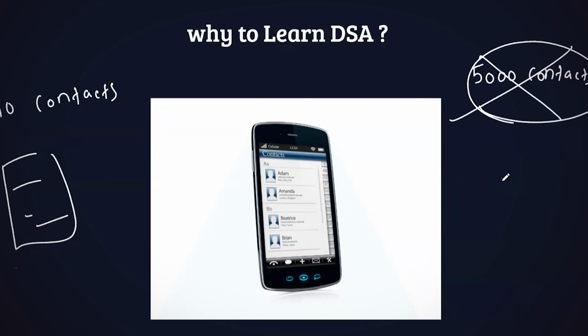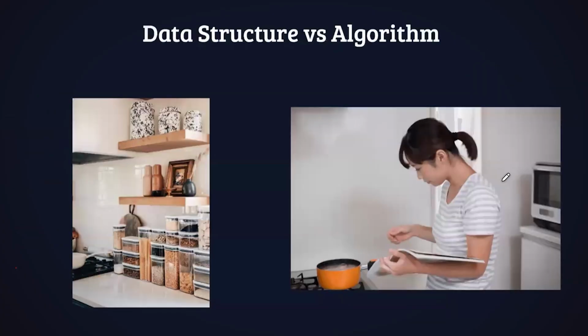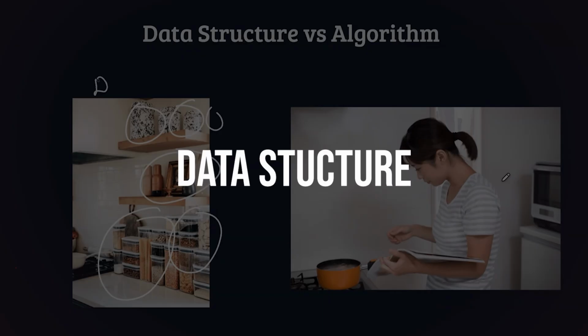So now let's see what is the difference between data structure and algorithm. Looking at the first image, let's take this as a kitchen. If you want to do cooking, every ingredient will be in a different container. You need the ingredients to cook; without them, you can't cook. So we are storing those ingredients in particular containers. This is known as a data structure.